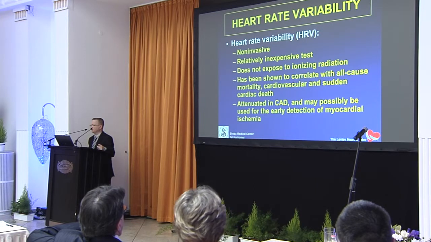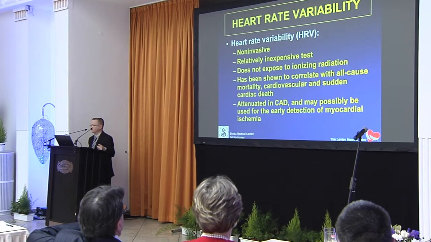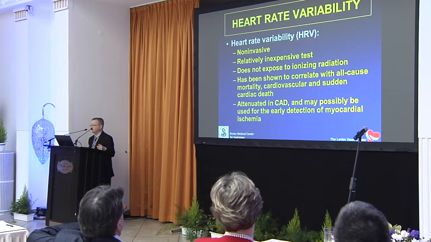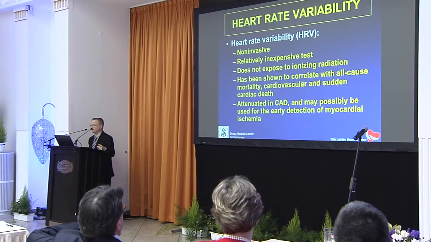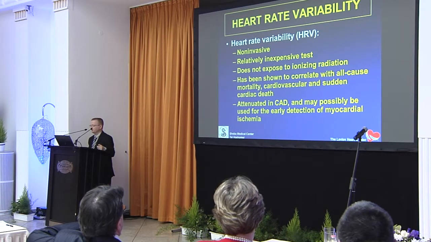Heart rate variability, especially attenuated heart rate variability, has been shown in prior studies to be highly correlated with an increased risk for all-cause mortality, cardiovascular death, and sudden cardiac death. Furthermore, recent data suggest that heart rate variability is attenuated in patients who have coronary artery disease and therefore may possibly be used for the early detection of myocardial ischemia.